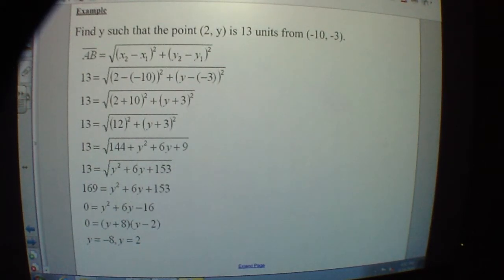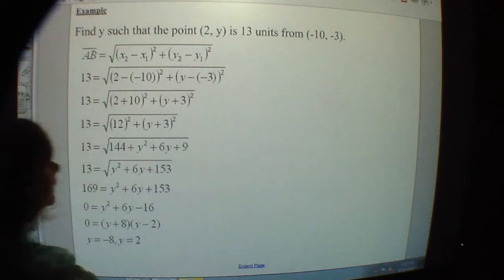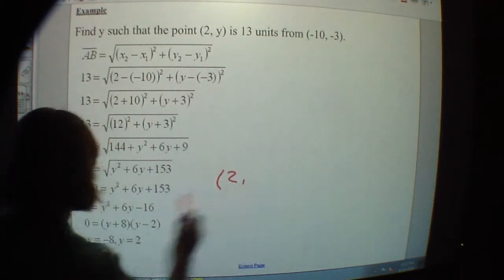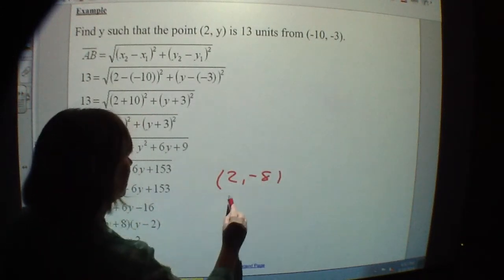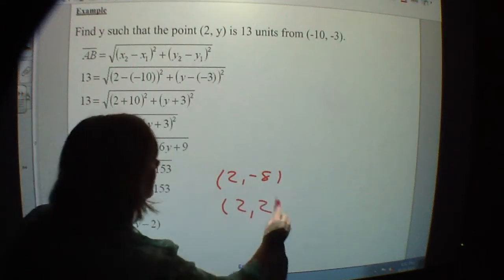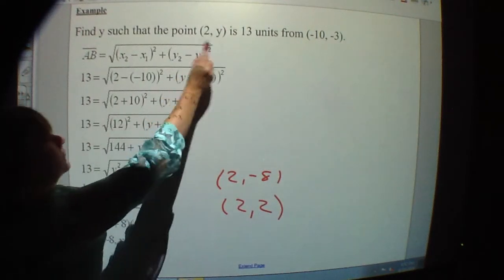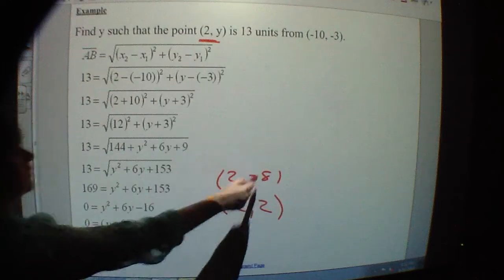So I found my y. So y can either be negative 8 or 2. If it asks me to write the point, the point is either 2, negative 8, or 2, 2. The point's 2, y. So the point's 2, and there's my y.